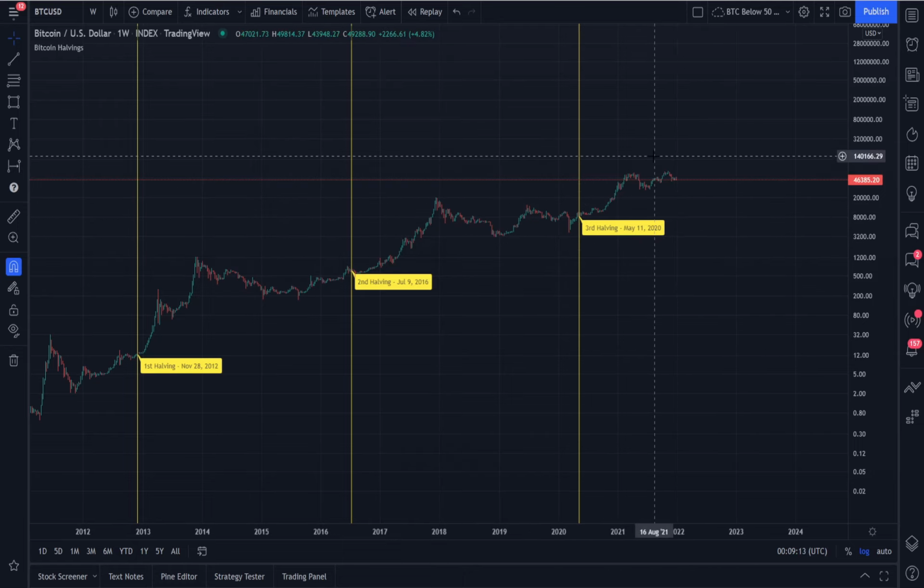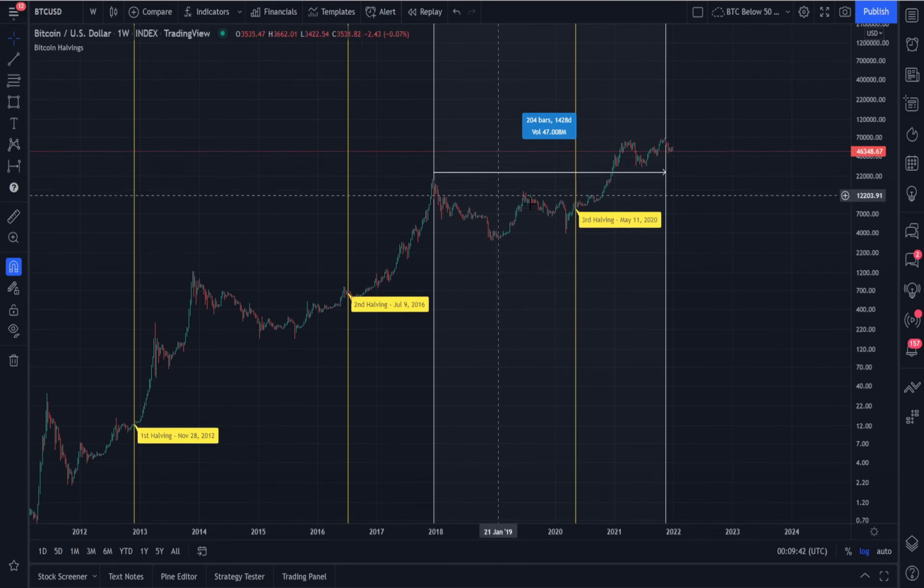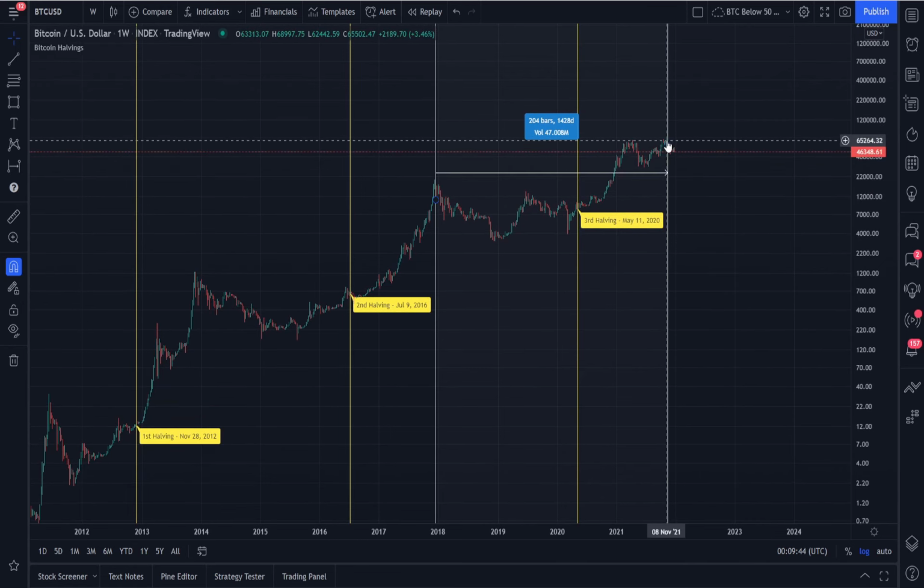Okay. So, if we just measure, let's just go from top to top. That's about 4 years, 204 weeks. Okay. So, 52 times 4 is 208. From peak to peak, we've been about 204 weeks. So, that's about 4 years. But that doesn't mean that this top was created because of 4-year market cycle theory.